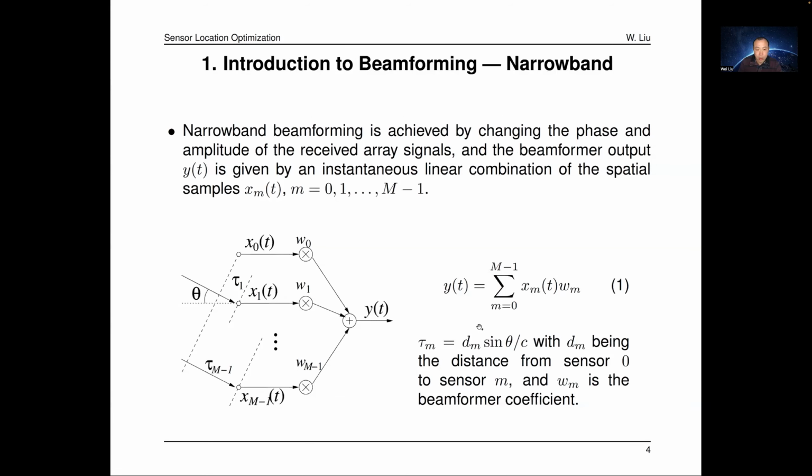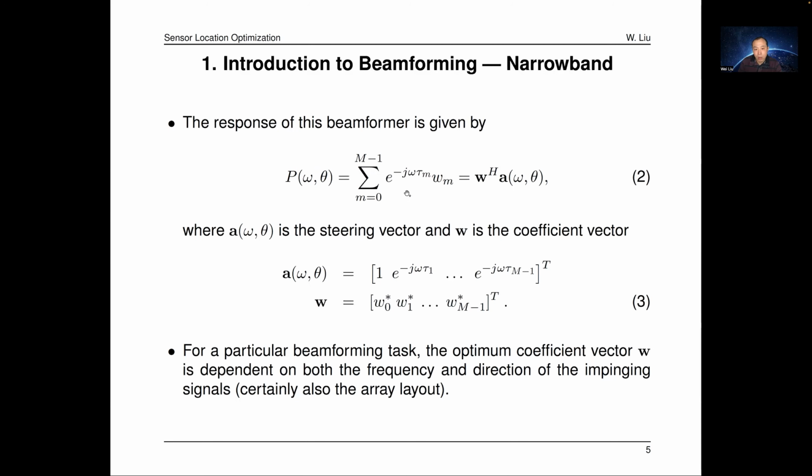And based on this, you can derive the beamformer response or beam pattern of this narrowband beamformer, given by P(omega, theta). For the narrowband case, omega is fixed. And this is the standard result: w Hermitian transpose times a(omega, theta). This a(omega, theta) is the steering vector of the array. And this w includes all the beamformer coefficients, w0, w1, and so on. However, you have this extra conjugate operation, but you also have the conjugate Hermitian transpose, so these two conjugates cancel each other. That's a standard formulation and standard way to formulate this w.